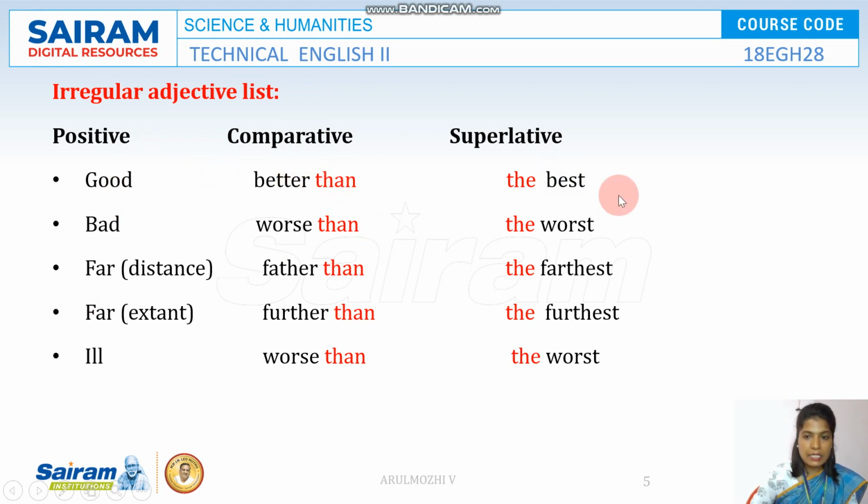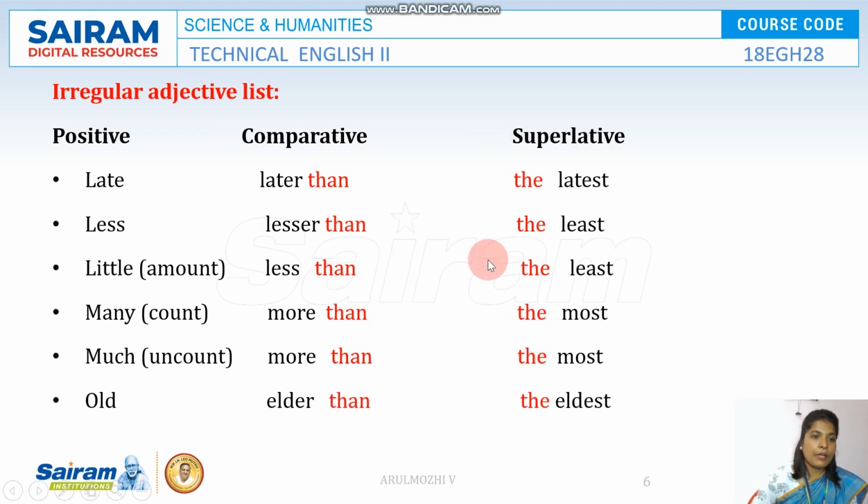Bad, worse than, the worst. Far, farther than, the farthest. Far, further than, the furthest. It is recording distance. It is in advancement. Ill, worse than, the worst. Okay. We have furthermore irregular adjectives.